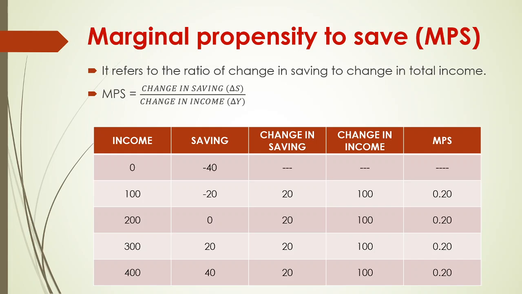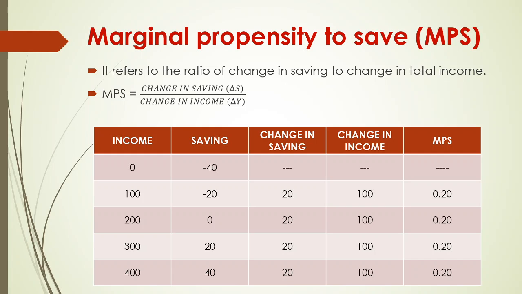So the second column is saving: minus 40, minus 20, 0, 20, 40. Okay, the next column is change in saving. In order to find the change, we cannot find it from the first level, only from the second unit. So change in saving from minus 40 to minus 20 is 20. Again from minus 20 to 0 it is 20. Again from 0 to 20 it is 20. From 20 to 40 also it is 20. So change in saving will be 20 for all the levels of income.